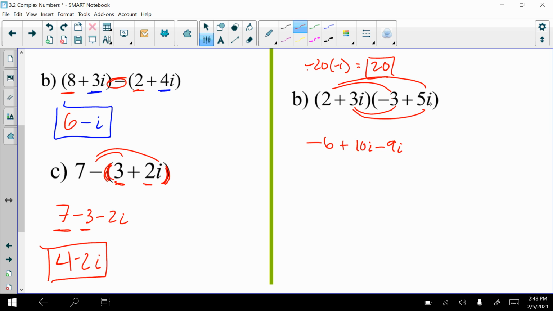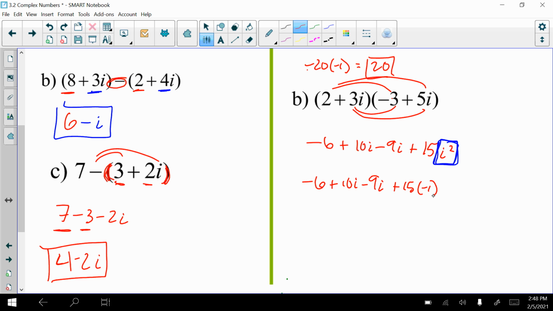And 3i times 5i, well, 3 times 5 is 15, and i times i, again, is i squared. So we got to see that i squared. That should throw my brain off and say I need to turn that into a negative 1 before I do anything else. Anytime you got an i squared, turn it into a negative 1. So it's going to be negative 6 plus 10i minus 9i plus 15 times negative 1.